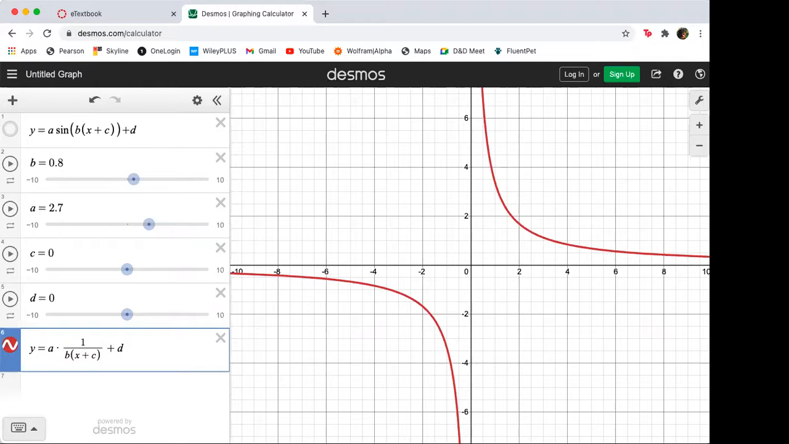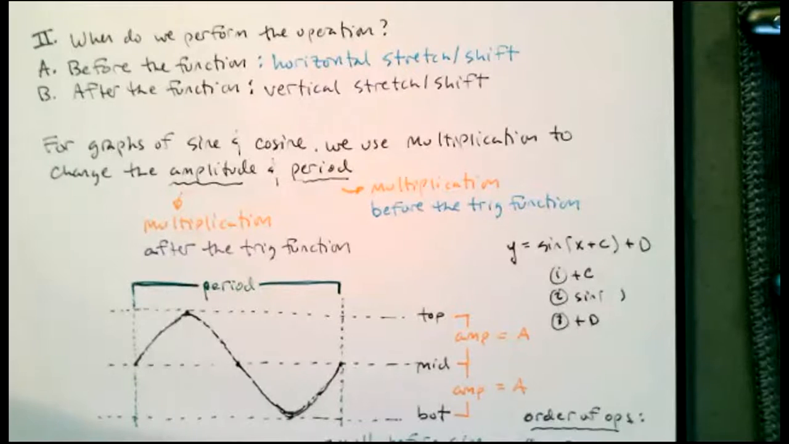All right. So those are the 4 places that we can put some operation and the effects that that operation and its location will have on the graph of the function. Any questions? Comments?